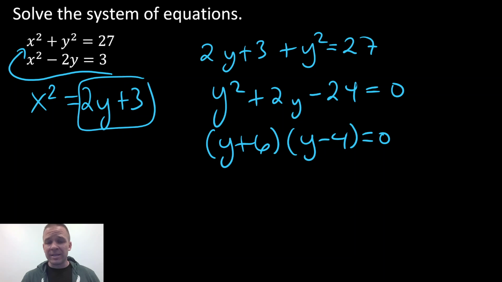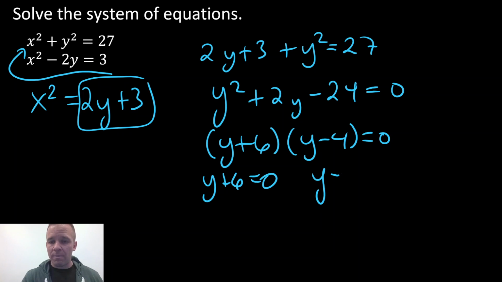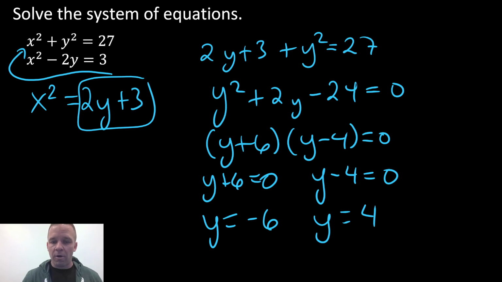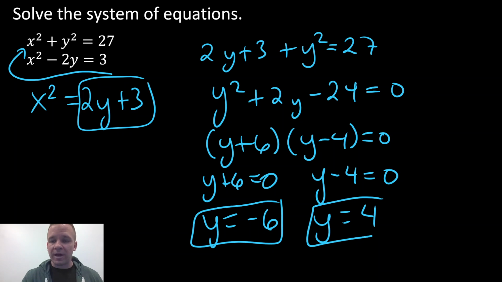Boom. Now I can set each one of these equal to 0, so I'll have y plus 6 equals 0, and y minus 4 equals 0, and I'll get y equals negative 6, and y equals positive 4. So these are my two possible values for y. The reason I say possible is because I don't know if both of these solutions are going to give me real x values when I plug back in to solve for x. So let's see what happens.